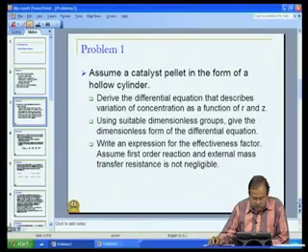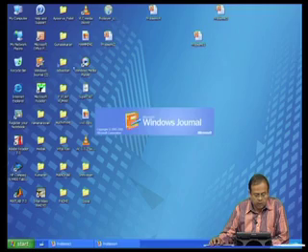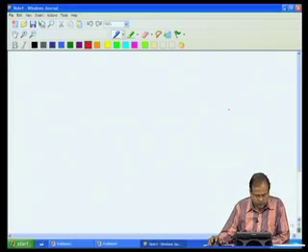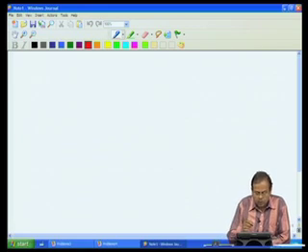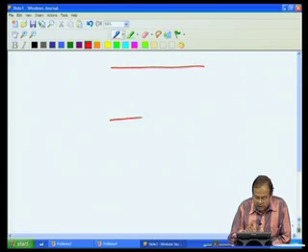So, let us try to write this mass balance equation. Okay. So, first of all, let us start with our geometry. So, we have a cylinder, but it is hollow.